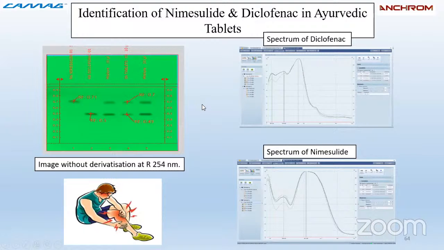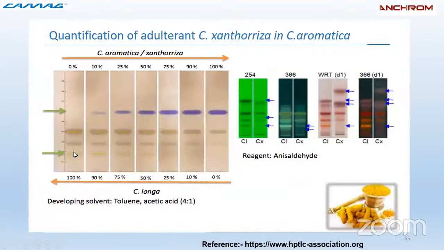HPTLC can also be used for quantification of adulterant. Here is an example of Curcuma aromatica. When you have curcumin, bismethoxycurcumin, and we have used pure adulterant sample as well, which does not show any presence of this band, which is coming at this lower RF. But this extra blue color band is there, which is present only in Curcuma aromatica or the adulterant sample.